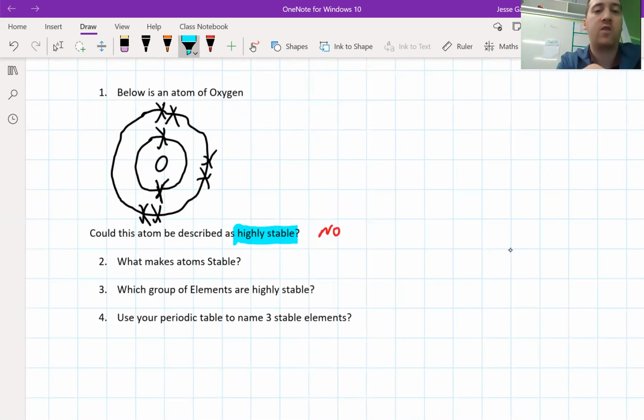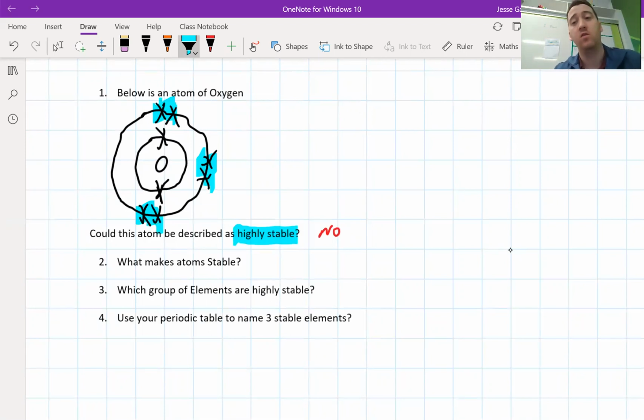You're looking at its electronic configuration, where the electrons are. It's got 2, 4, 6 electrons in the outer shell, and I just told you that that's not stable. We know how many is stable. That's going to be the next question, and I don't want to give you the answer. I think you should be able to finish the rest of these now, so pause the video and do 2, 3, and 4.